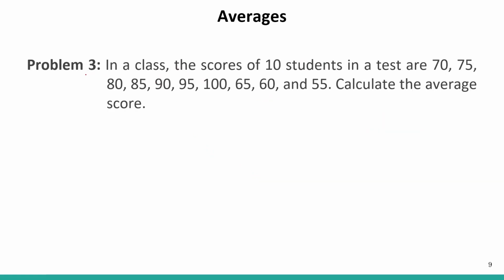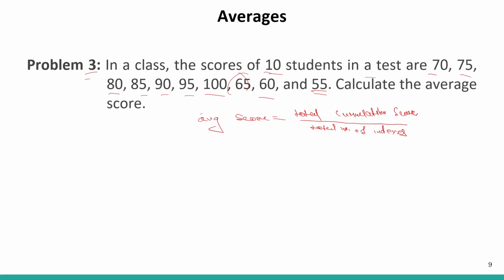Let's see problem number 3. In a class, the scores of 10 students in a test are 70, 75, 80, 85, 90, 95, 100, 65, 60 and 55. Calculate their average score. We know the average score formula: average score is equal to the total cumulative score whole by the total number of indexes.